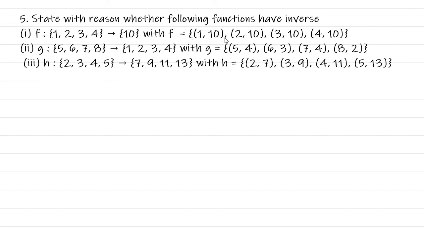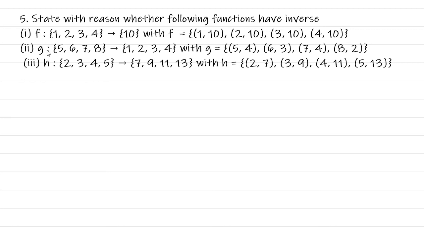Clearly this function is many one. See, 1→10, 2→10, 3→10, 4→10: 1, 2, 3 and 4 all have the same image 10. Hence this is a many one function. First and foremost condition for a function to have an inverse is that the function should be bijective, that is, it should be one-one and onto. This function is not one-one, hence it will not have any inverse.